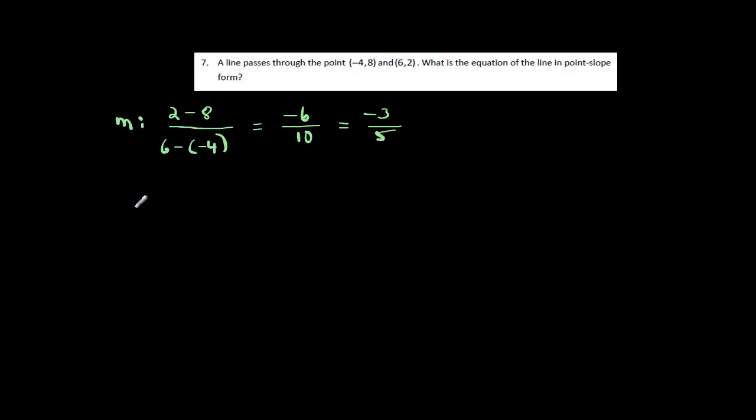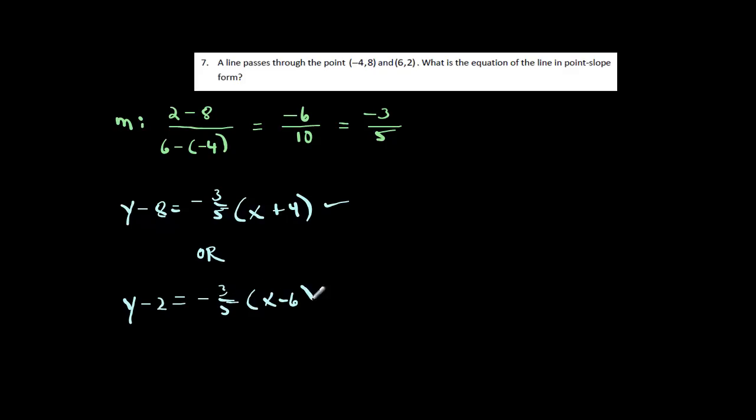So we have two possibilities. Y minus 8 equals -3/5 x plus 4. That's using the first coordinate. Or using the second coordinate, y minus 2 equals -3/5 x minus 6. Alright, number 8, they ask you to graph the parabola. So we can start by plotting the y-intercept if you want, which is at 1. It's not a large point. There we go. We do want to find the vertex, though.